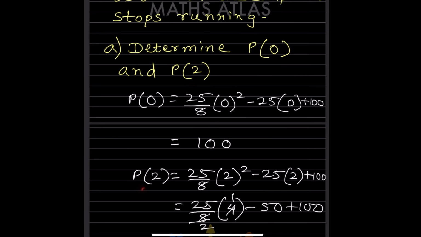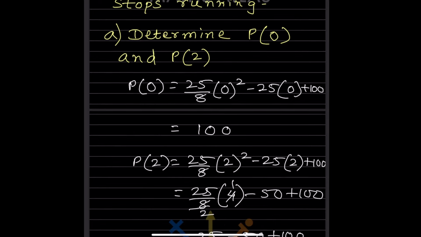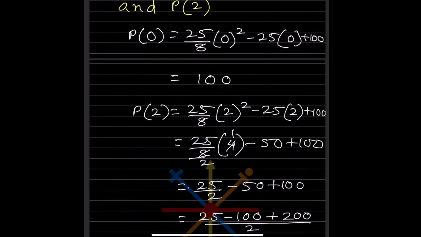Now same thing, you are going to put 2 there. So P(2) will be the same equation, 25/8, and in place of t you are going to write 2 squared. Minus 25 times t, so you are going to put 2, plus 100. Here 2 squared is going to be 4, and 25 times 2 is 50. This 100 is the same. So 4 over 8 times 25, that is 25/2. Here minus 50, and this is going to be the same.